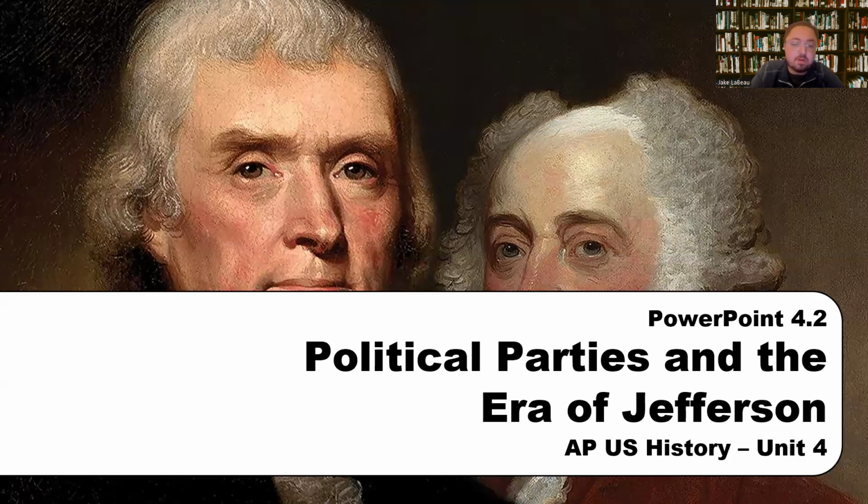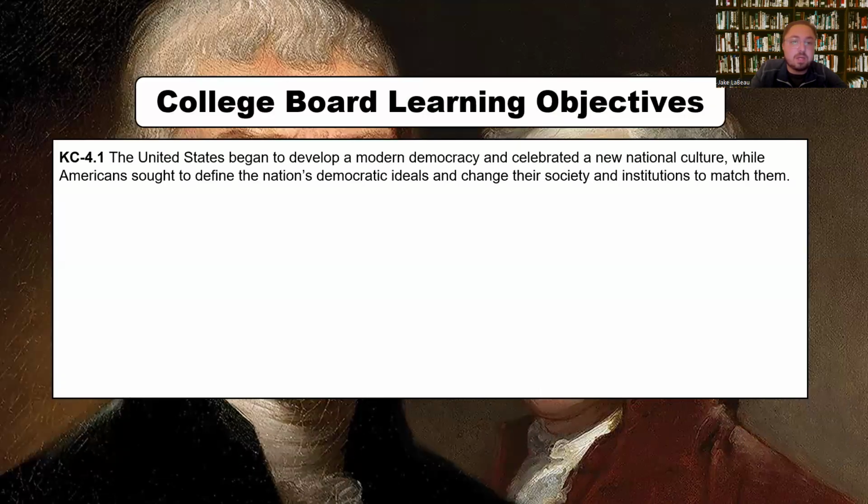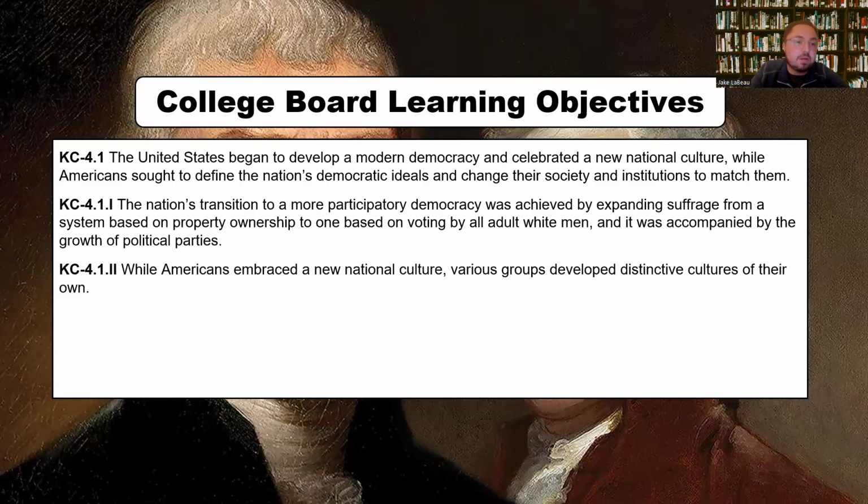So, first things first, we need to look at the College Board learning objectives. Let me run through these very quickly. The United States began to develop a modern democracy and celebrated a new culture, while Americans sought to define the nation's democratic ideals and change their society and institutions to match them. The nation's transition to a more participatory democracy was achieved by expanding suffrage. We're going to get into that, so let me not jump ahead here.